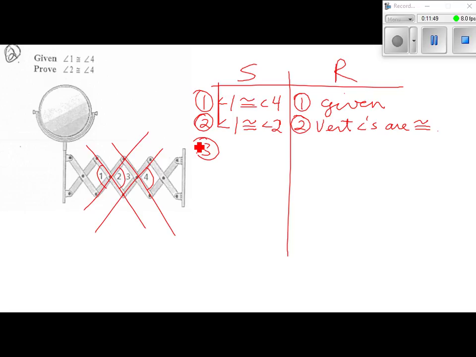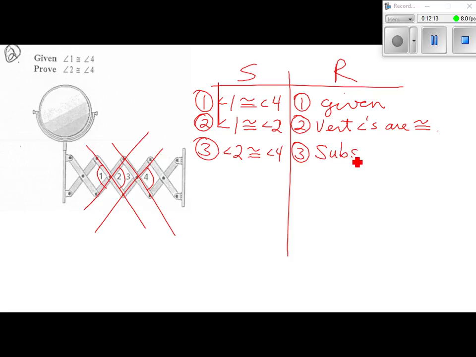So vertical angles are congruent. Look at what we have in number 1 here. We got two angles. Angle 1. If angle 1's congruent to that, or same as that one, what can you tell me about those two? They're congruent. So they're the same or congruent. Angle 2 is congruent to angle 4. And that's substitution. Substitution property.